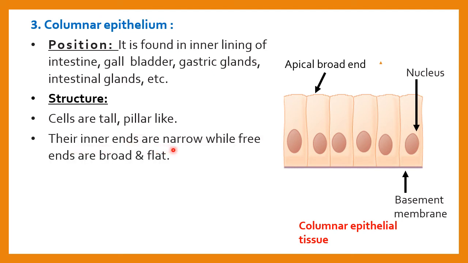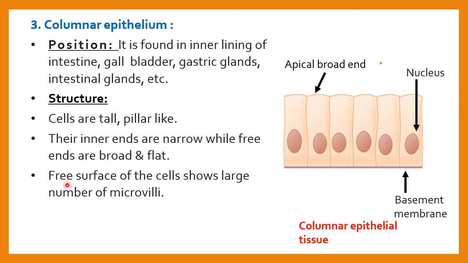Their inner ends are narrow, while free ends are broad and flat. These apical ends are always broad and flat. Free surface of these cells show large number of microvilli. So look at this upper broad end of each and every cell. The cell shows some projections. These minute projections are referred as microvilli. In next slide, you will come to know what do you mean by this microvilli. But do remember, microvilli are found only at the free surfaces of the cells, and they are more in number.